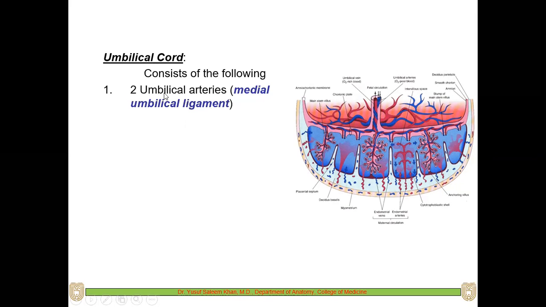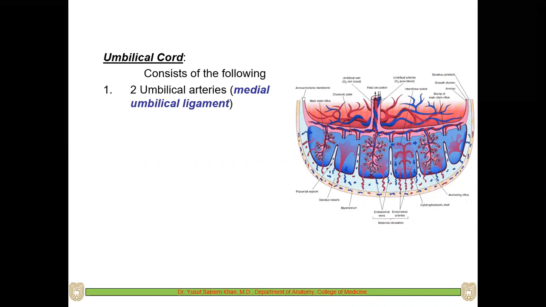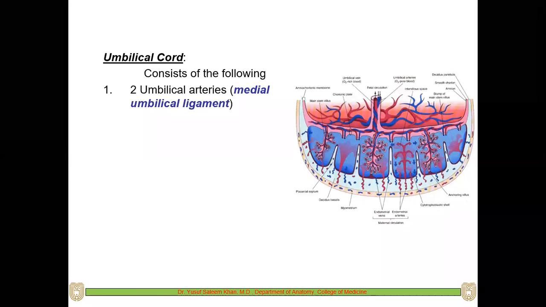If you see within the umbilical cord, it consists of two umbilical arteries. If you see here, there are two umbilical arteries. Usually arteries are shown in red color, but here they are shown in blue. Do you know why? Why are they shown in blue here?